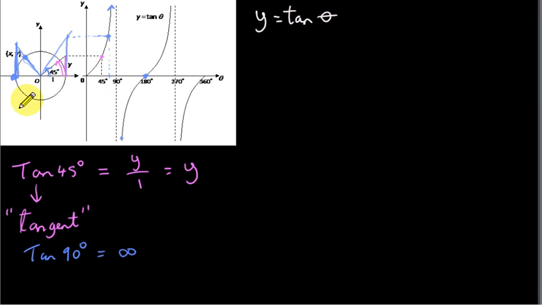Now I explain why that is so in other videos, so I won't go into that. That's in the trigonometry section. But we get a periodic curve. This pattern here is repeated in intervals of 180 degrees. So we have a period of 180 degrees.